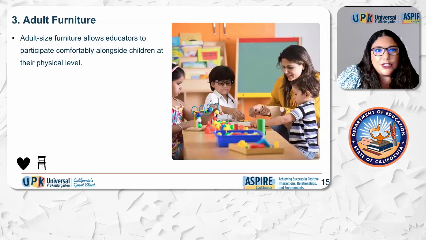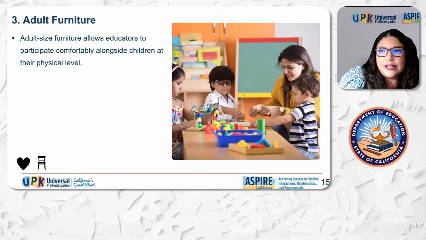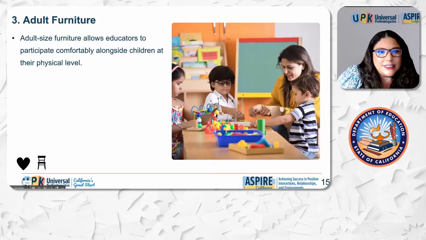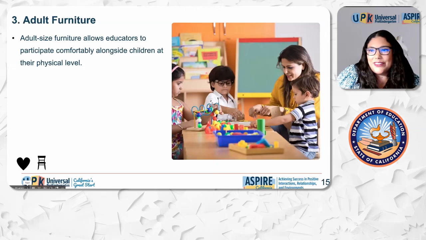Let's look at adult furniture. So when we think of the adult furniture, it's adult-sized furniture that allows the educator to participate comfortably alongside children at their physical level. And let's just pause here for a minute to think about when educators are able to sit comfortably alongside children. Just think of those interactions and those connections that the educator and children can make throughout their time together.